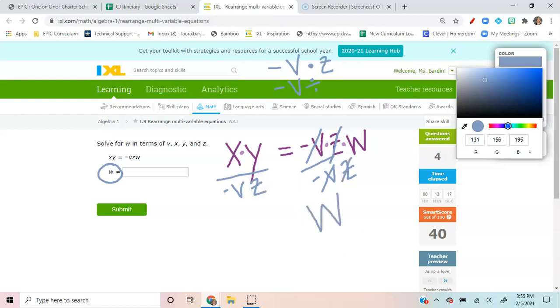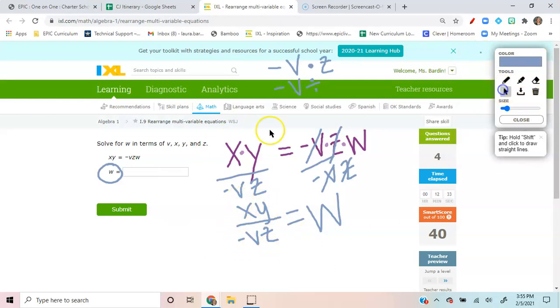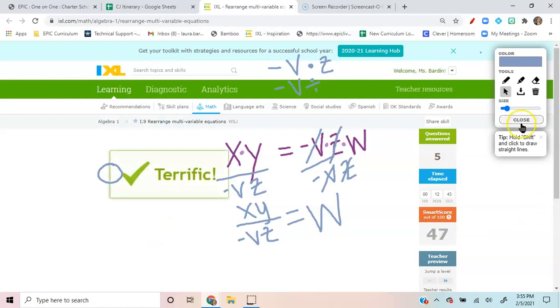I rewrite w equals xy, meaning x times y, over negative vz, meaning negative v times z. So that would be my final answer. Let's go ahead and put our final answer in. xy is on top. Negative vz is on bottom.